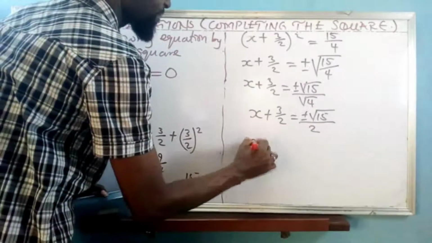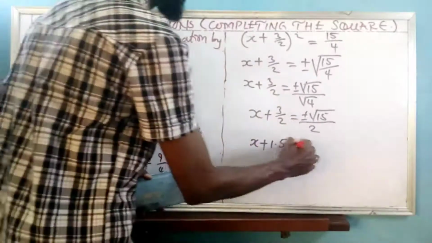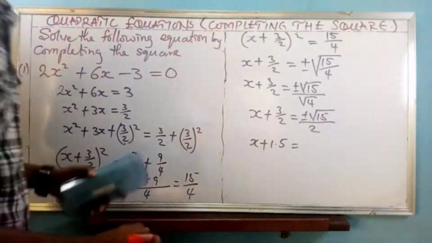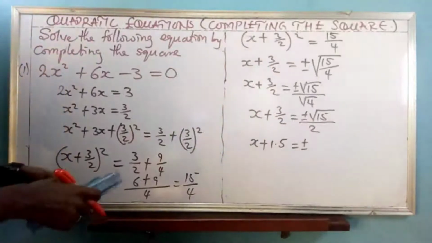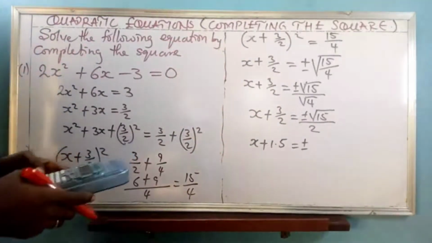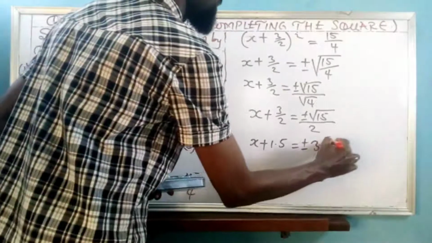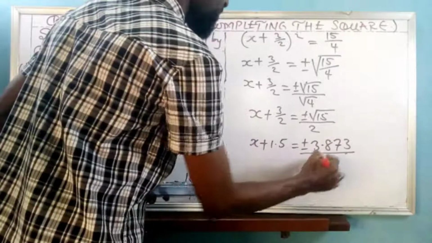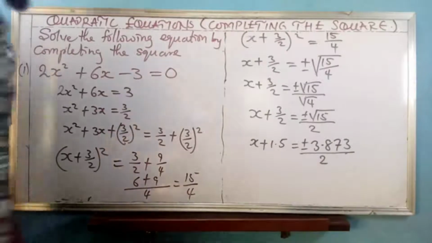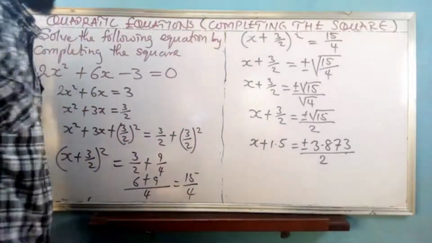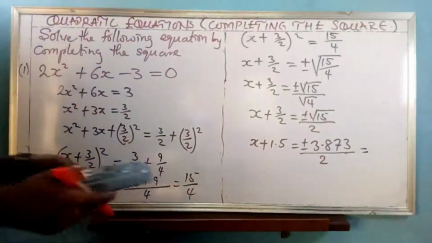We have x plus 1.5. Very good. 1.5 is equals to, on the other side, plus or minus, what's square root of 15? Square root of 15 is what? 3.873. Very good. I can continue like that. So over 2. We get that? Shall we continue? Very good. Now the next thing is we divide straight. Let's divide this one so we can have a straight answer. Divide by 2. What do we have?